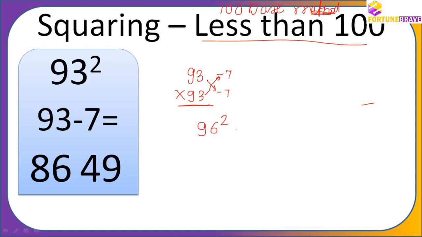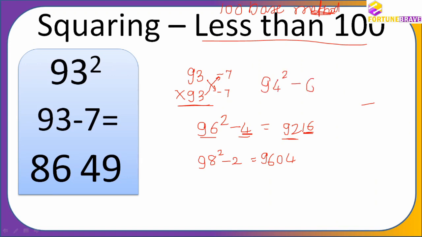96 square. How much less is 96? 4 less. So what is the answer? 9216. 92 because 96 minus 4 is 92. 4 square, 16. 98 square, how much less? 2 less. So 96, 04. What number do you want? We can do any number. 94. 94 is minus 6. 94 minus 6 is 88. 6 square is 36. Before you can even think, you can do the questions.